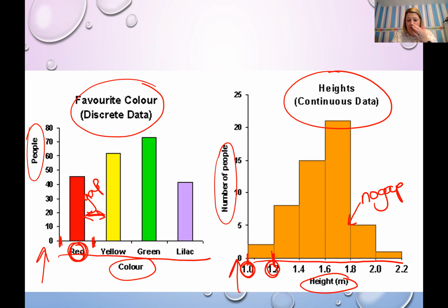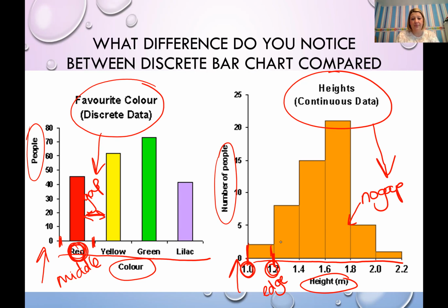So it's a bit like my ruler. I'm showing the number of people who on my ruler measured between 1 and 1.2. Well, my ruler then doesn't stop and restart. My ruler continues, and therefore my bars are next to each other. So discrete data has a gap. Continuous data has no gap. Discrete data, the label goes in the middle, and continuous data, the label goes on the edge. Okay, so key things to remember there.